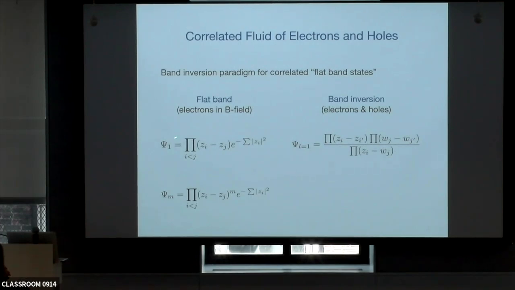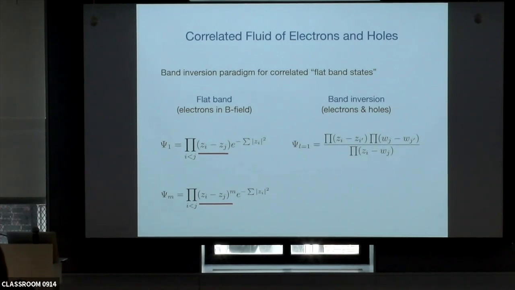And so in case of the nu equals 1 state, then this would be the well-known wave function for the filled Landau level. And here you would notice first that the particles are in a relative angular momentum 1 state. And in this wave function here, which describes the Chern insulator, you would note that in the denominator here, the electrons and holes kind of are in a relative angular momentum 1 paired phase.